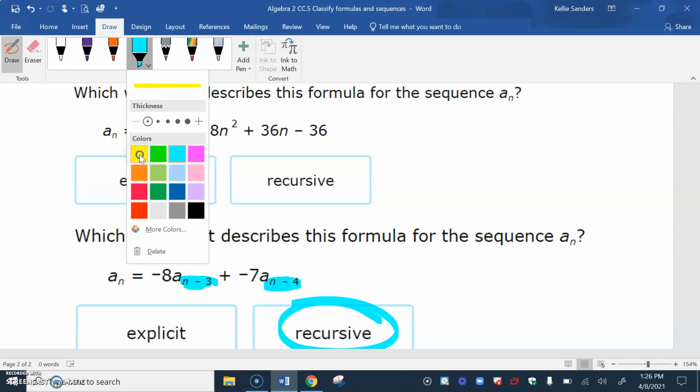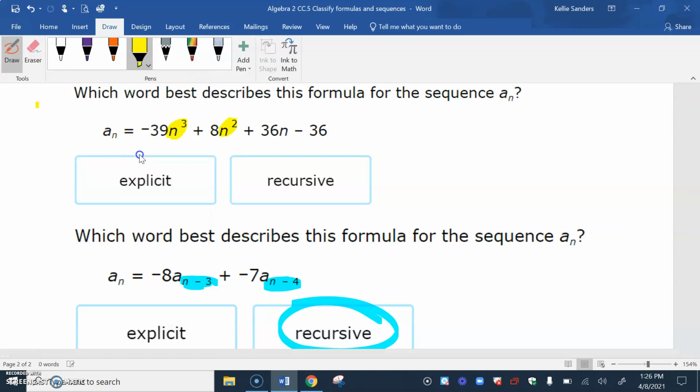If the n is part of the formula, it's going to be explicit. That's as simple as I can say it. Honestly, I can't say it any differently than what I just did, okay? So if you're going to do something with n to get into the formula, then it's going to be explicit. If n is the subscript, it is going to be recursive.